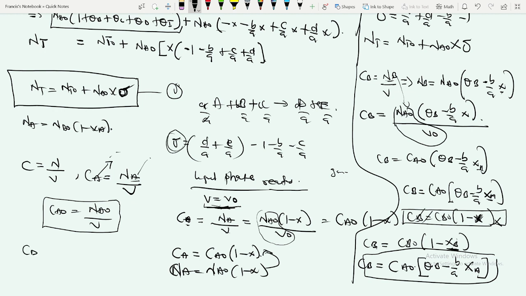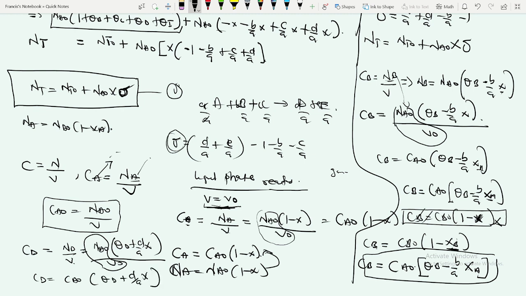If I want to find CD, which is my product, it's going to be ND over V. I know what ND is. ND is NA naught multiplying theta D plus D over A x, all over V, and my V can be my V naught. This gives me CA naught multiplying theta D plus D over A x, where this x is for XA, the limiting reactant. So that's the application of the stoichiometric tables, and next we will be solving more questions on stoichiometric tables.